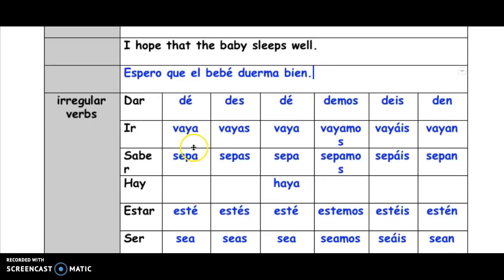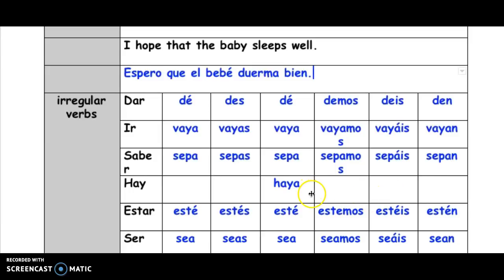Ir, vaya, vayas, vaya, vayamos, vayáis, vayan. Saber sounds like this. Sepa, sepas, sepa, sepamos, sepáis, sepan. And think about your pronunciation phrase here. Minerva espera que la gente dominicana sepa la verdad.